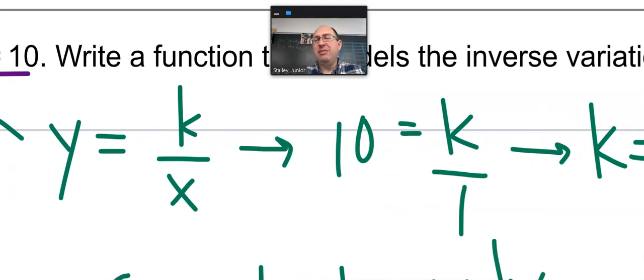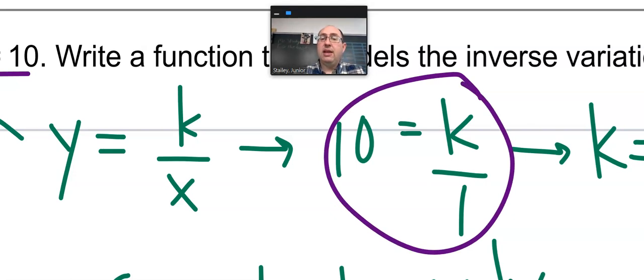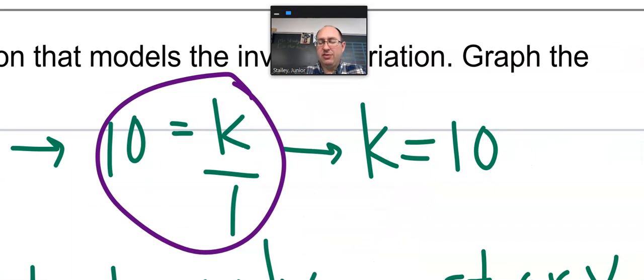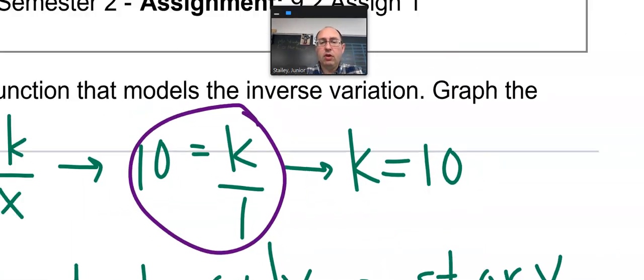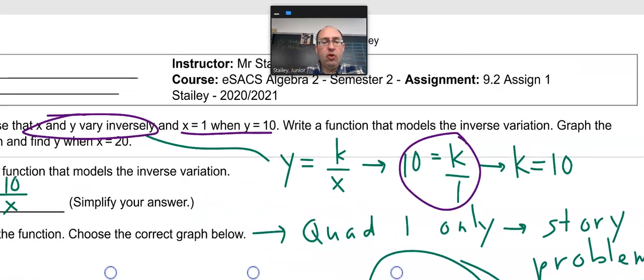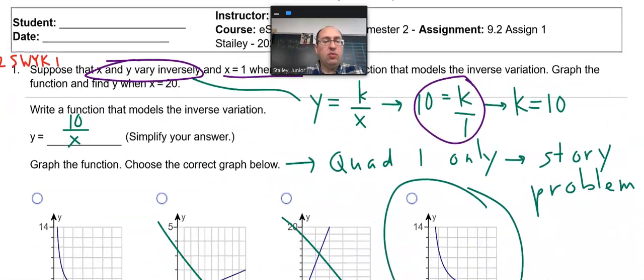Why do you think they gave that to me? They gave that to me so I could figure out what k is. Plug them in. Obviously, that's not too tough, right? Okay, k is 10. They wanted me to write the equation, y equals 10 over x. Y equals 10 over x.